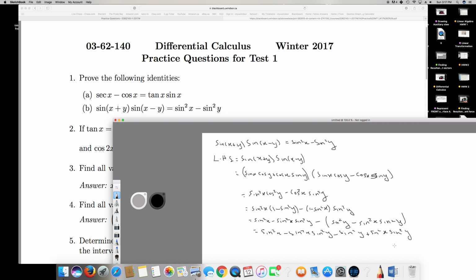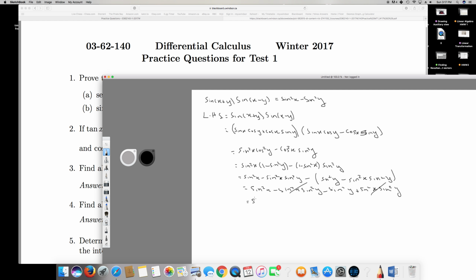So if you see this equation, here we have negative sine square x sine square y, here we have positive sine square x sine square y. So I can cancel both, positive and negative add and becomes 0. So the thing we have left with is sine square x minus sine square y. So that is the right side. So we have proved left hand side is equal to right hand side.